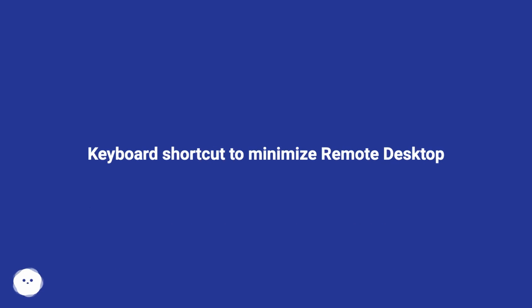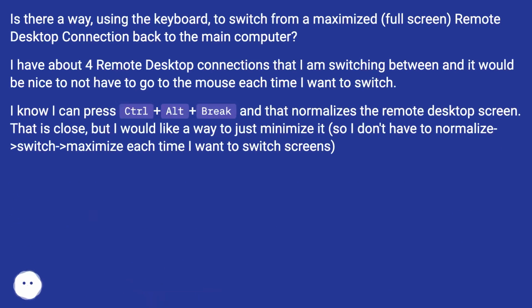Keyboard shortcut to minimize remote desktop. Is there a way, using the keyboard, to switch from a maximized, full-screen, remote desktop connection back to the main computer? I have about 4 remote desktop connections that I am switching between, and it would be nice to not have to go to the mouse each time I want to switch.